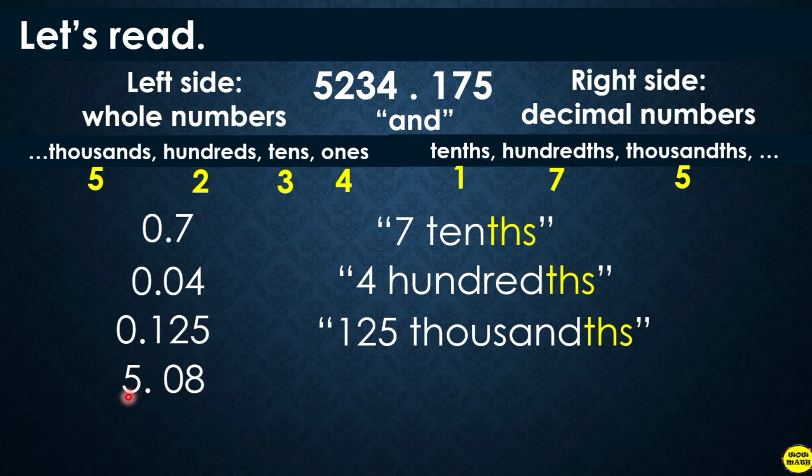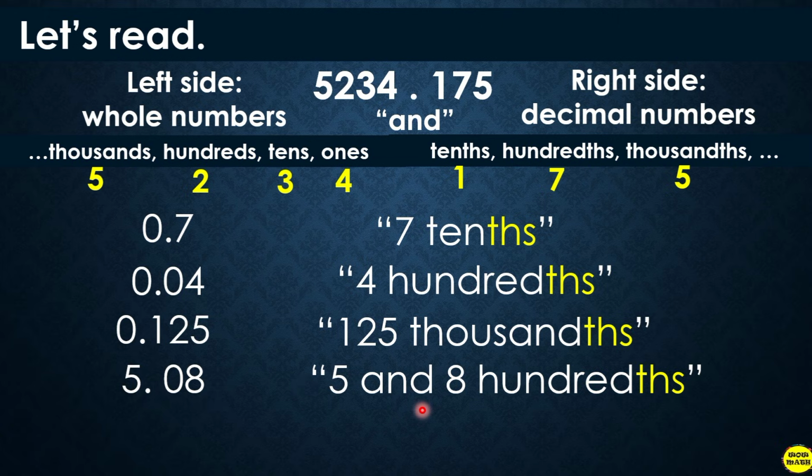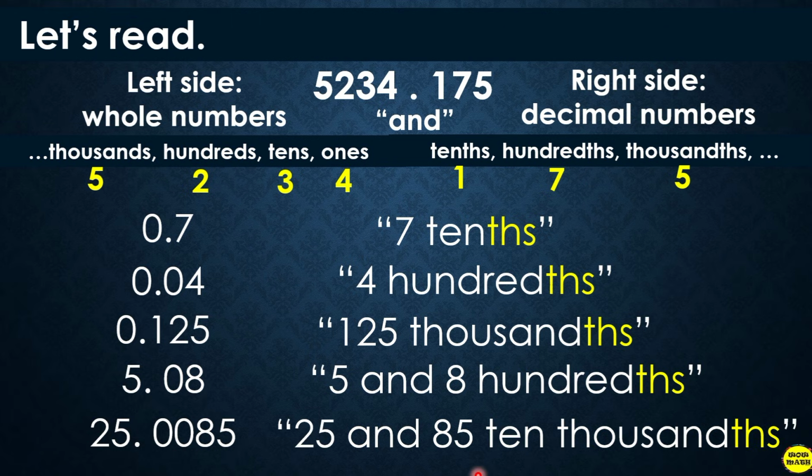Okay? Like this. So, paano siya babasahin? This is 5 and etong 8. Ano ang place value niya sa decimal? So, ones, tenths, hundredths. So, 5 and 8 hundredths. Next. So, this is 25, ang ating whole number. So, 25 and, bilang tayo, this is always your ones value. Ones, tenths, hundredths, thousandths, ten-thousandths. So, this is 25 and 85 ten-thousandths. Okay? So, that's how we read decimal numbers.